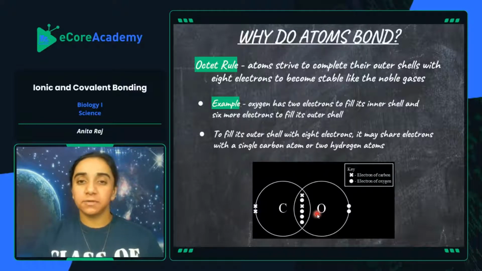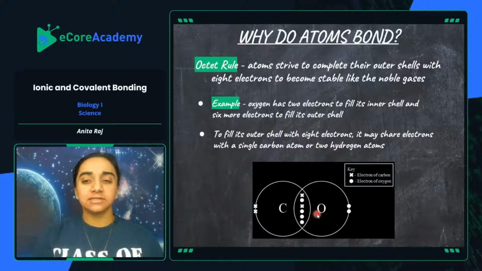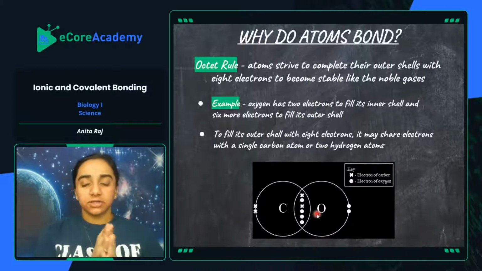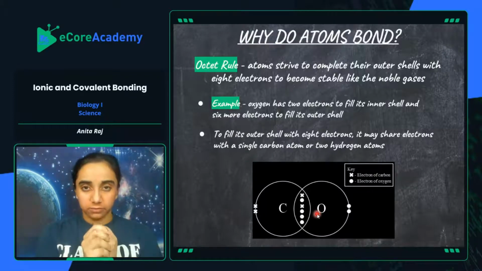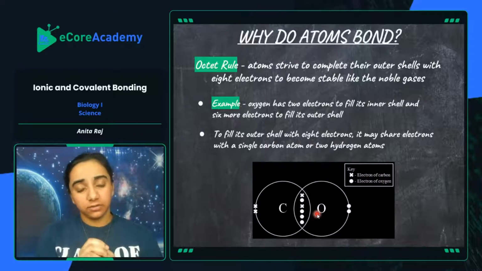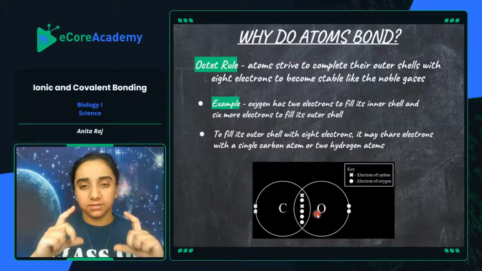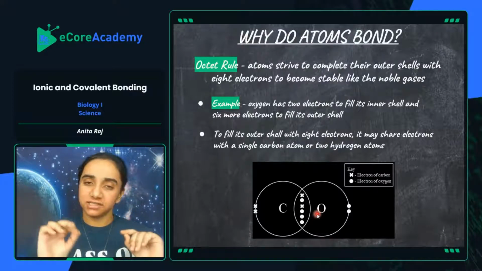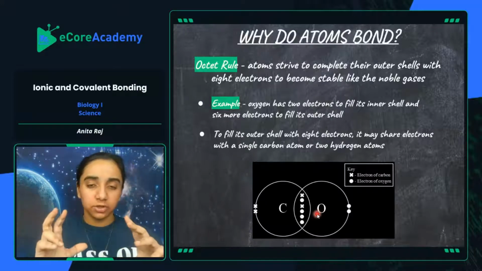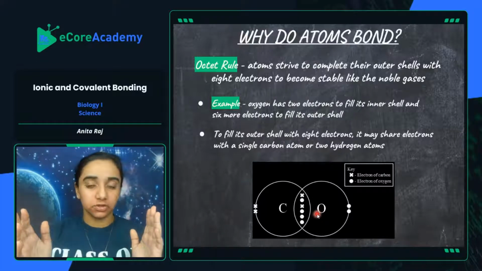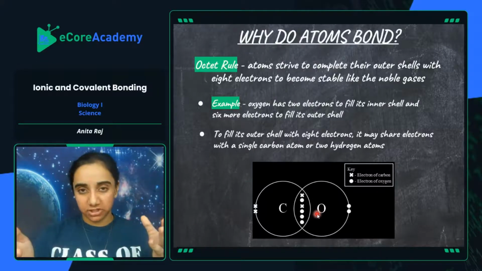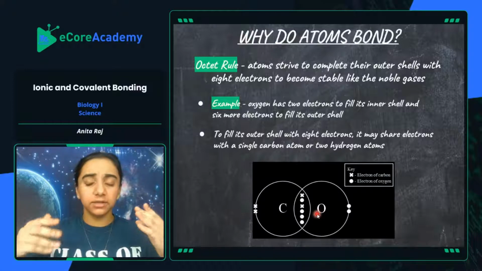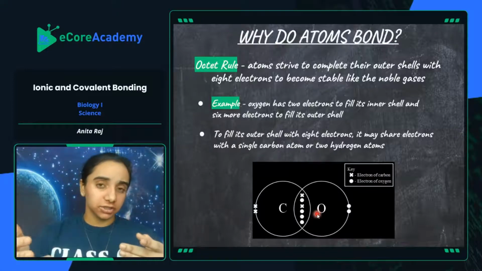So a good example, I know I use oxygen a lot, but oxygen has 2 electrons to fill its inner shell. Oxygen has a nucleus with 8 protons and 8 neutrons, and then it has shells outside of that nucleus, and the innermost shell can hold a maximum of 2 electrons. So the innermost shell of oxygen is filled.